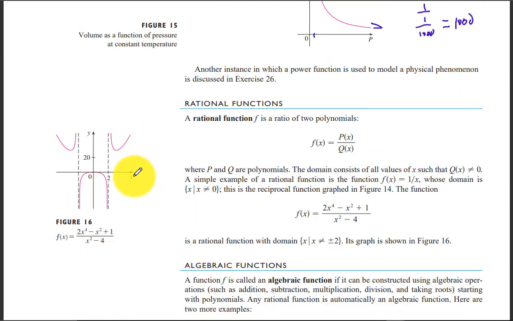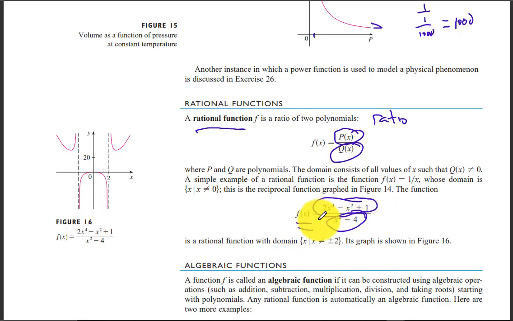Okay, the next types of functions are called rational functions. So rational functions mean it's the ratio, but ratio of what? Of polynomials. So if you have a polynomial p and another polynomial q, and you take their ratio, that's called a rational function. So here's a polynomial on top, here's a polynomial on the bottom. So together, f is called a rational function.